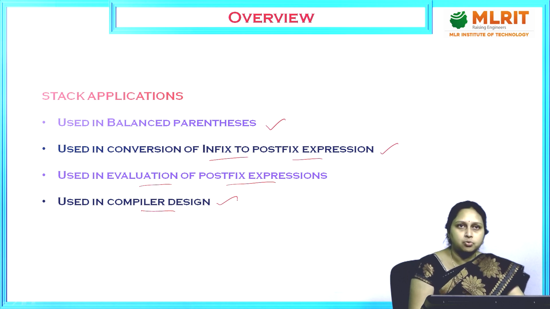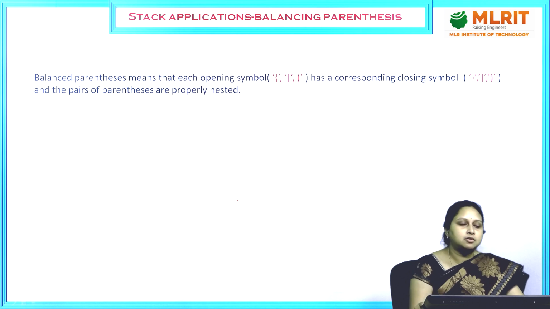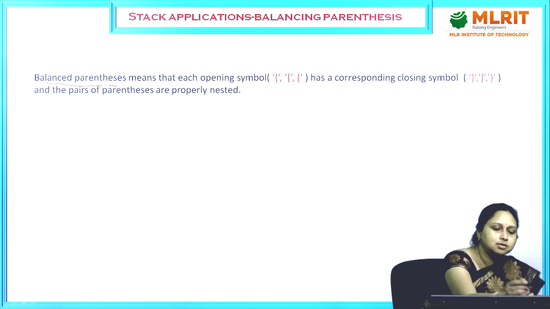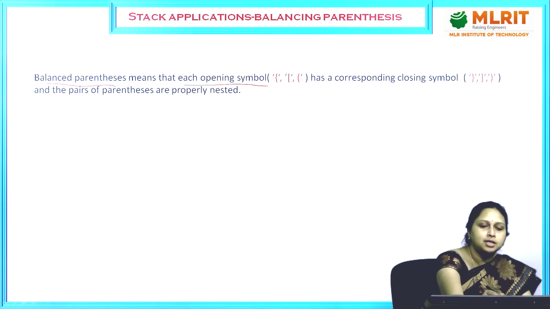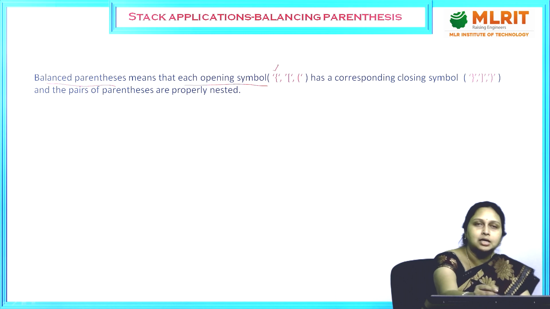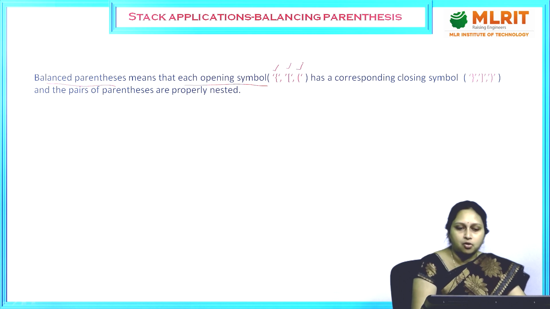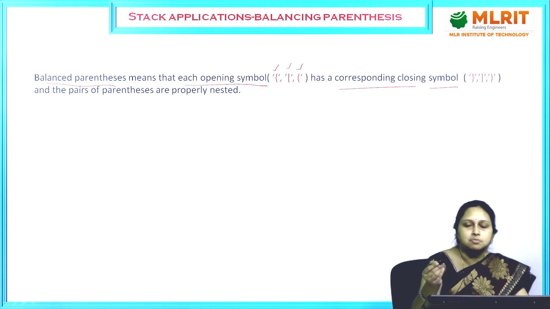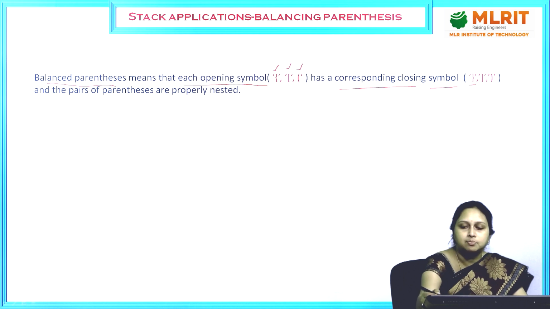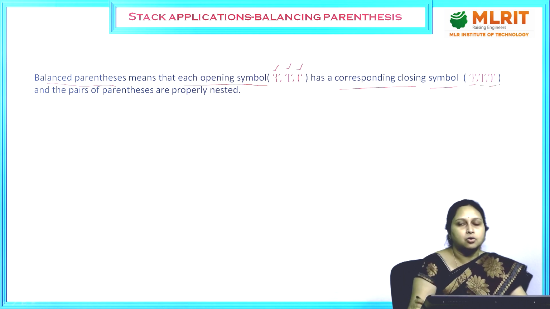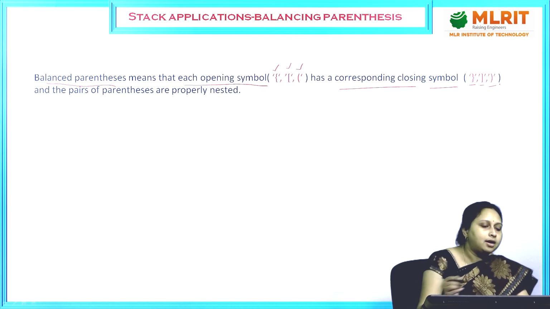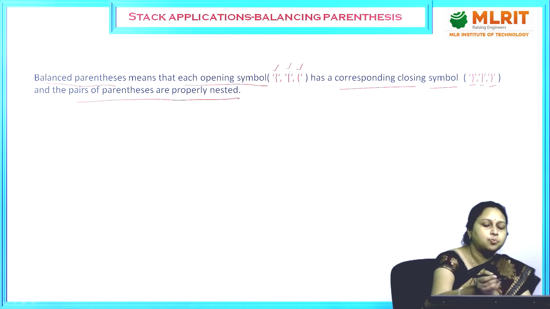First, we will be discussing how we are going to do balanced parenthesis by using the stack application. First, let us see what balanced parenthesis means. Balanced parenthesis is nothing but each opening symbol, that means you may have the opening curly braces or square braces or the curved braces, any of these, has a corresponding closing symbol. That means it should have the closing curly braces, square braces and closing curved braces, and the pairs of parentheses are properly nested.